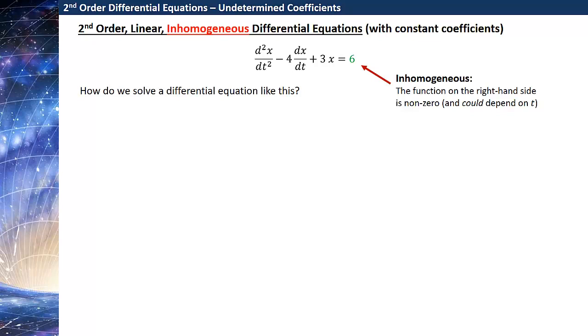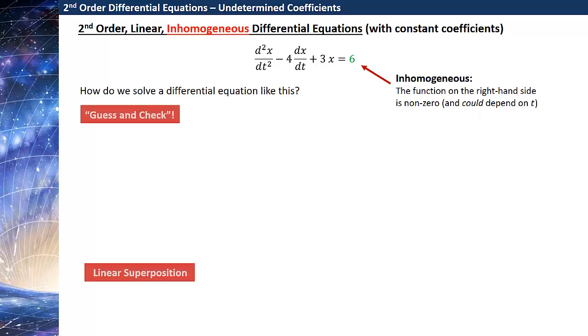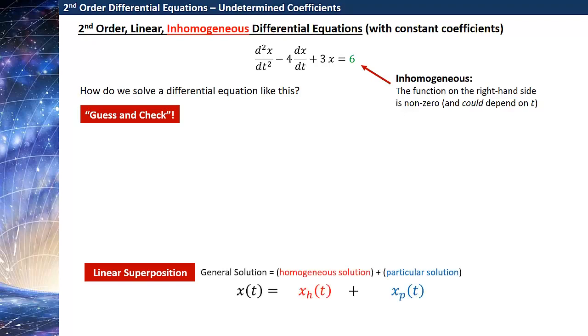Well, there's generally two techniques that we're going to use. It's the same techniques we used for the homogeneous version of this differential equation. We're going to use guess and check and linear superposition. Let me actually talk about the second one first, the linear superposition. Linear superposition will tell us that the general solution to this differential equation is the sum of two parts: a homogeneous solution, the solution to the homogeneous differential equation, and then a so-called particular solution.